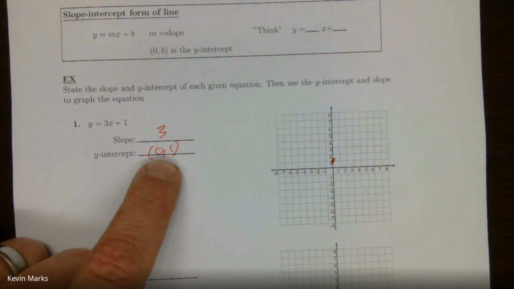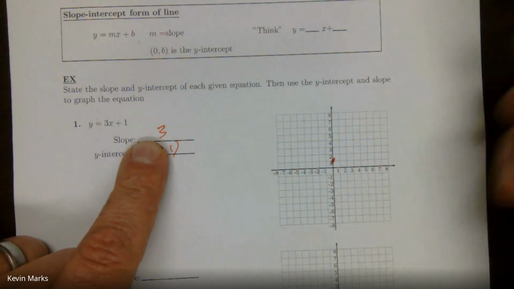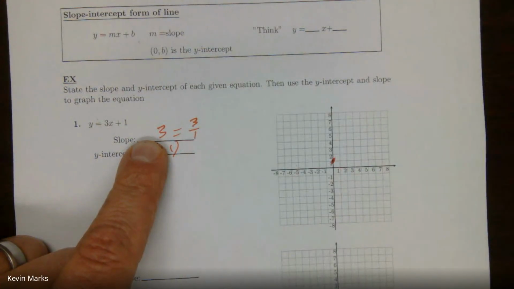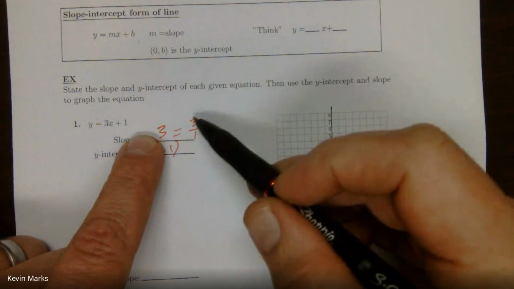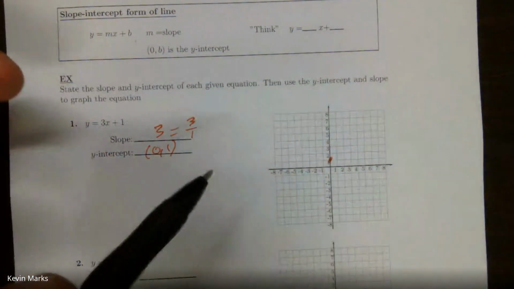Okay. Now, what does a slope of 3 mean? A slope of 3 means you're going to go up 3, right 1. It's kind of what we were doing before, right? You always want to think of slope as a fraction. If it's positive, go up. If it's negative, go down, and then always go to the right until you're really good at what you're doing.